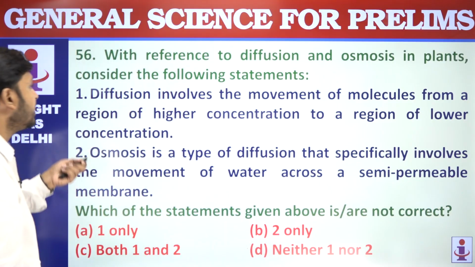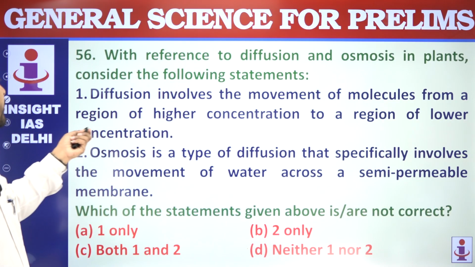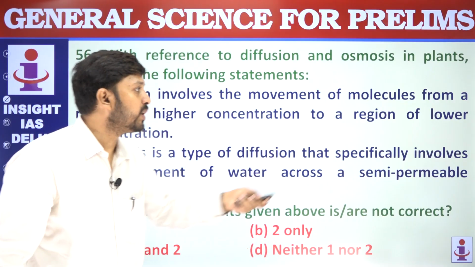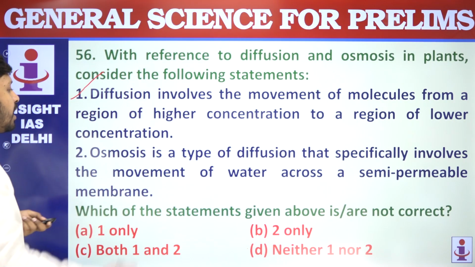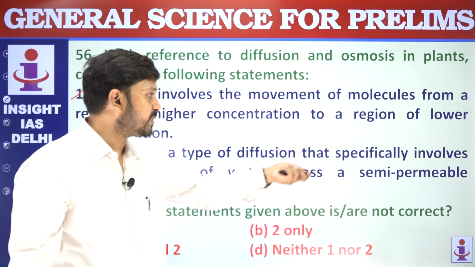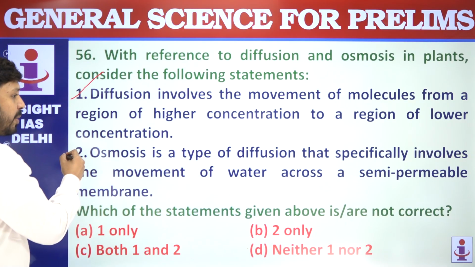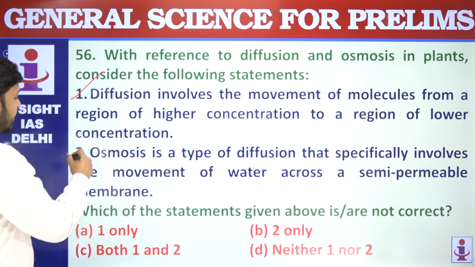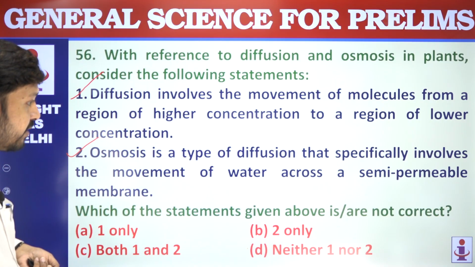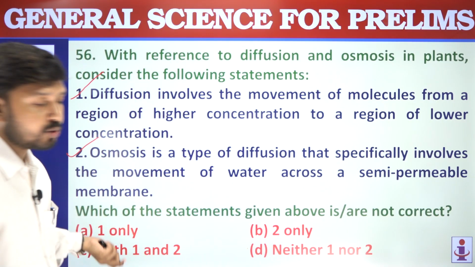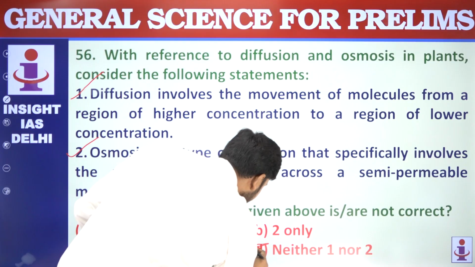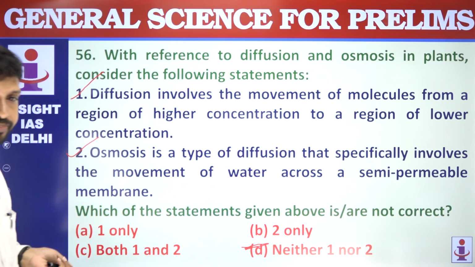Okay, let's read. Diffusion involves the movement of molecules from a region of higher concentration to a region of lower concentration. This is right. Osmosis is a type of diffusion that specifically involves the movement of water across a semi-permeable membrane. So this is true. What they are asking is which of the following is not correct? Both are true, and they are asking for not correct. So our answer will be D in this case.